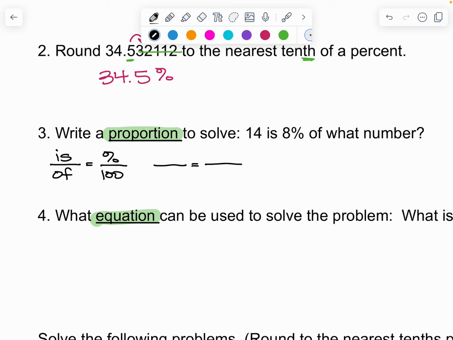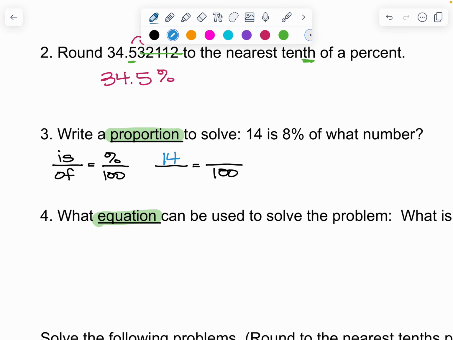So I'm automatically going to put 100 here because that stays there no matter what. All right, now let's do the rest. 14 is, that means 14 goes here. 8%, I always put the 8 with the 100. 8% out of 100 of what? When we have a what, that means we don't know it. All right, I don't even have to solve it. That's all you had to do on your quiz, and that's all you're going to do on your retake.